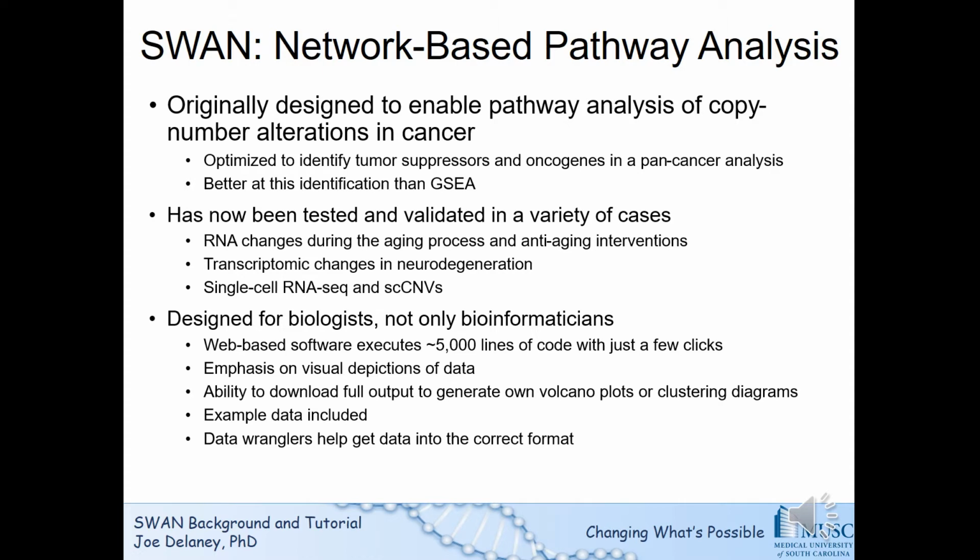This is designed for biologists, not just bioinformaticians, but we do have software available on GitHub. The web-based software executes all 5,000 lines of code with just a few clicks. We have an emphasis on visual depictions of data within this web app because we know this is how basic scientists interpret big data. You have the ability to download the full tabular outputs and create your own plots if desired. And we also include example data to help get you started to know exactly what format is expected by the software. Data wranglers will help you get that data into a more SWAN amenable format.